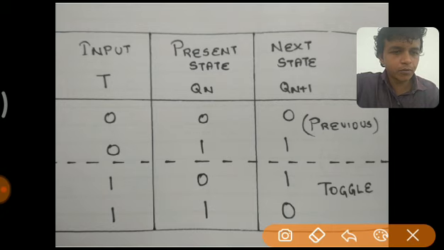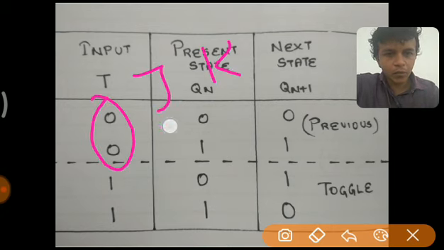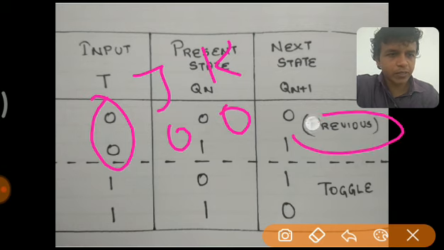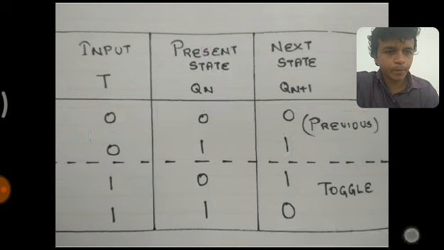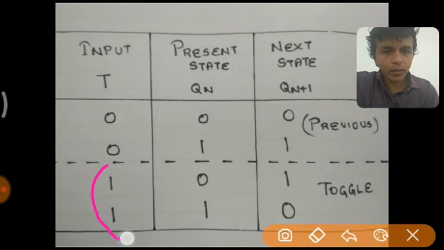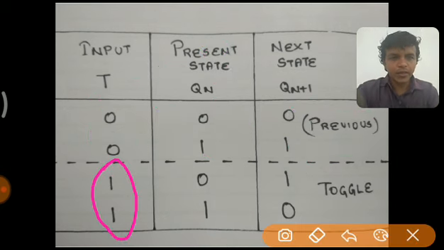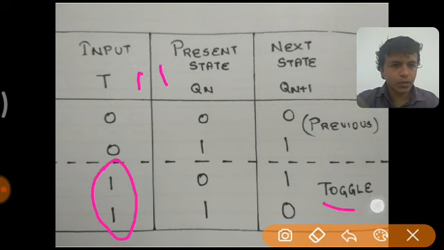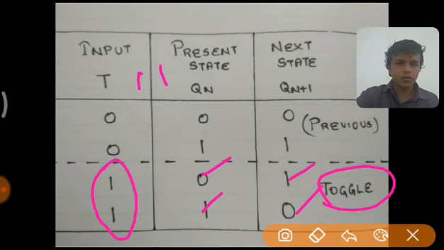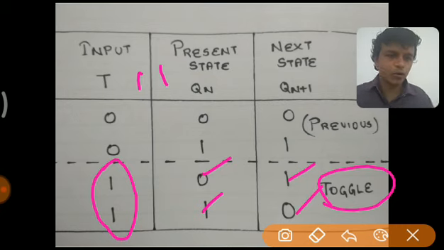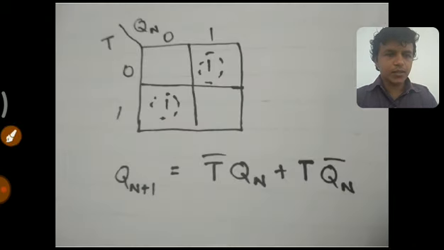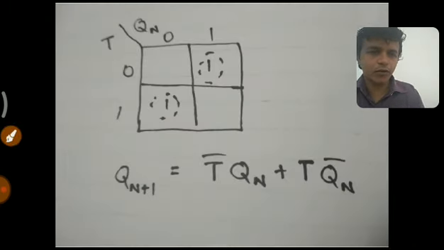So look at the truth table. When T is 0, J and K are both 0 0, and it is maintaining its previous value. Now when T is 1, J and K are both 1 1, so it is toggling. When previous state was 0, current state is 1. When previous state was 1, current state is 0. So this is regarding toggle flip-flop, and this is the Boolean expression for toggle flip-flop.